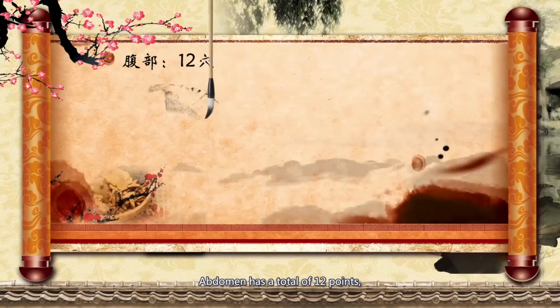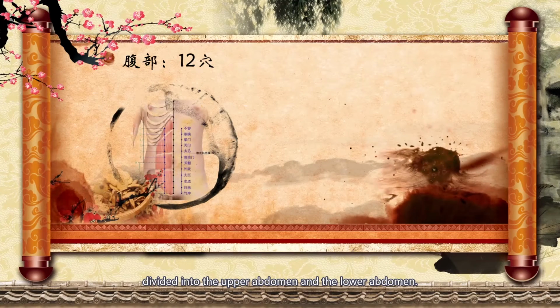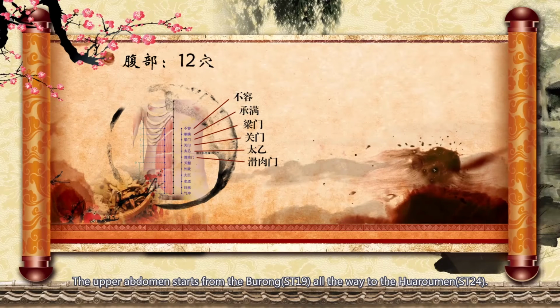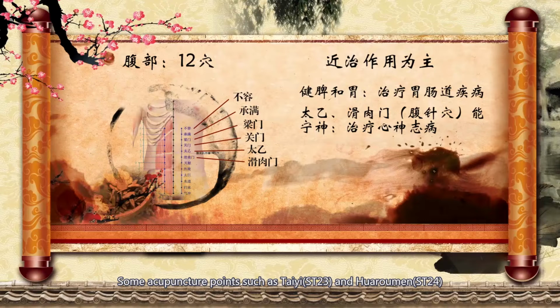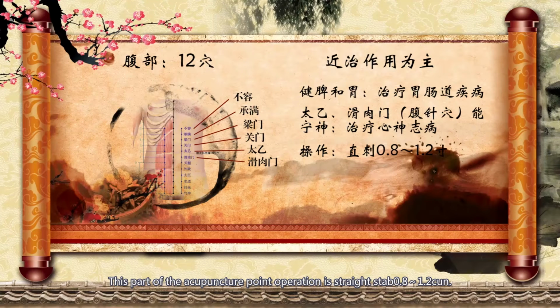The abdomen has a total of 12 points, divided into the upper abdomen and the lower abdomen. The upper abdomen starts from 不容 all the way to 滑肉门. They can treat vomiting, abdominal distension, stomachache, loss of appetite, hematemesis, cough, and some heartburn, diarrhea, edema, enuresis, and other diseases. Some acupuncture points such as 太乙 and 滑肉门 can be used for abdominal acupuncture to treat mental diseases. This part of the acupuncture point operation is straight needling 0.8 to 1.2 cun.